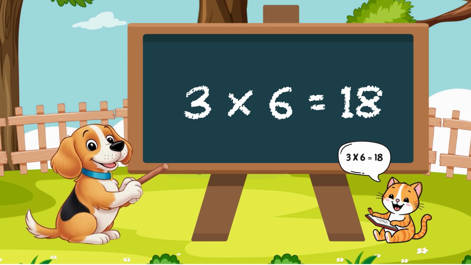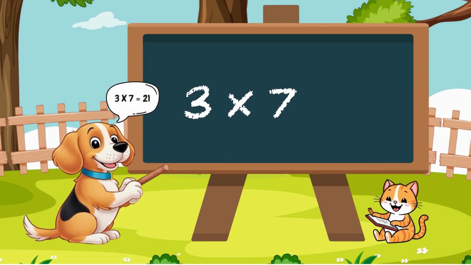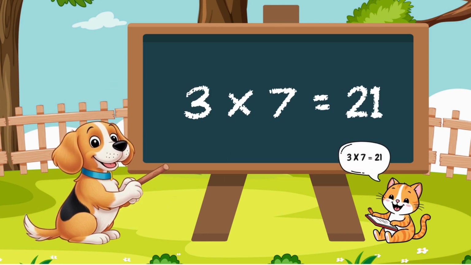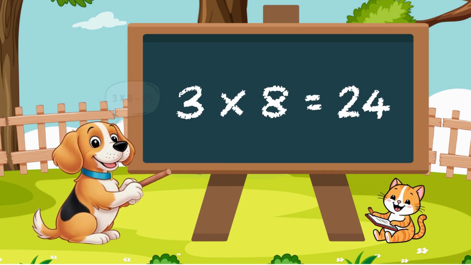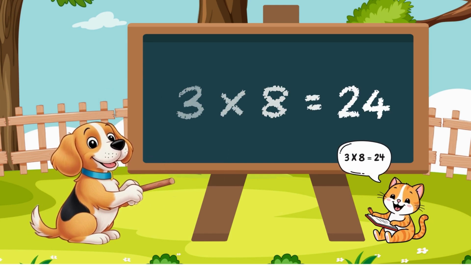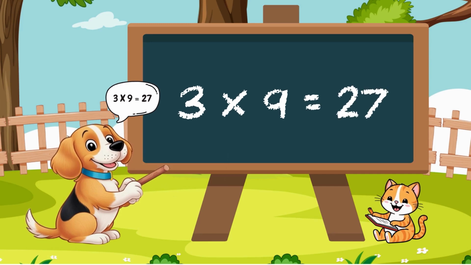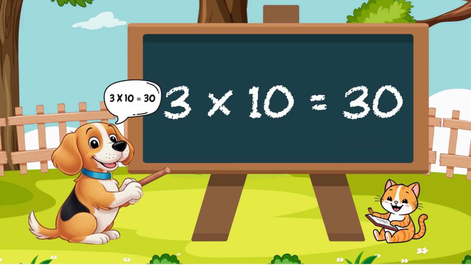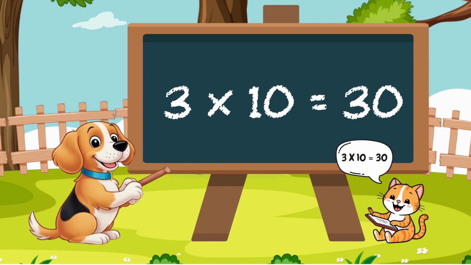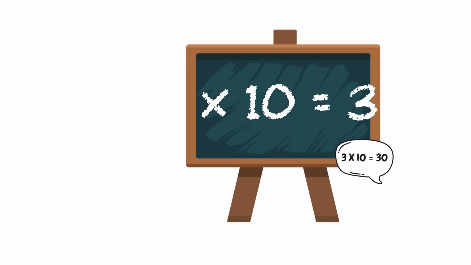Three sevens a 21. Three eights are 24. Three nines are 27. Three tens are 30.